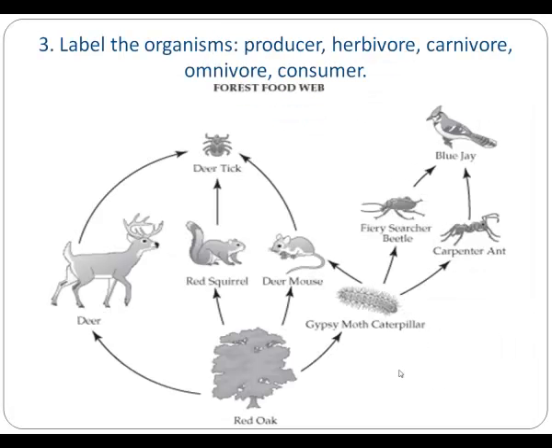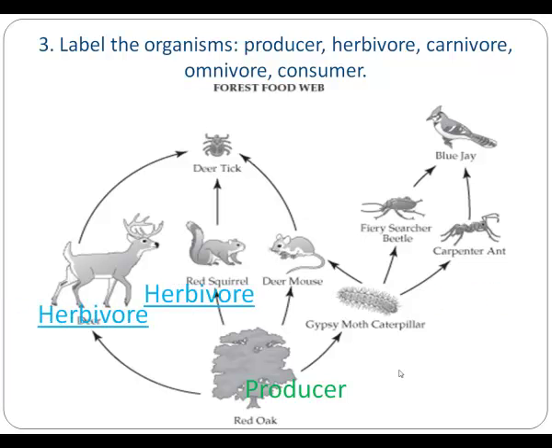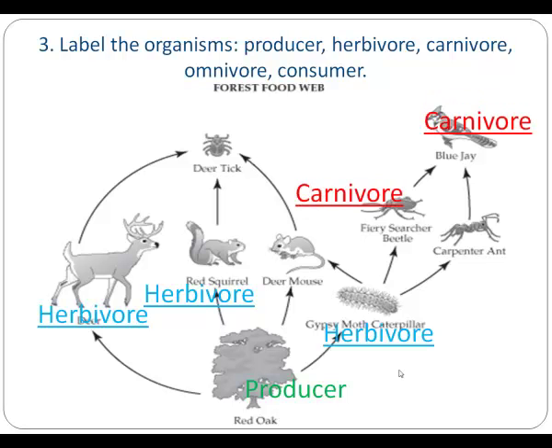For this, we have a forest food web, and we want to label them. So the producer here is going to be the red oak. Herbivores are going to be things that eat only the tree, only the producer. Carnivores are going to be anything that eats another organism, another animal. So all of these guys are carnivores.